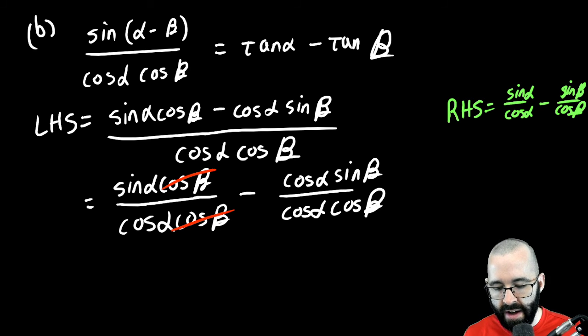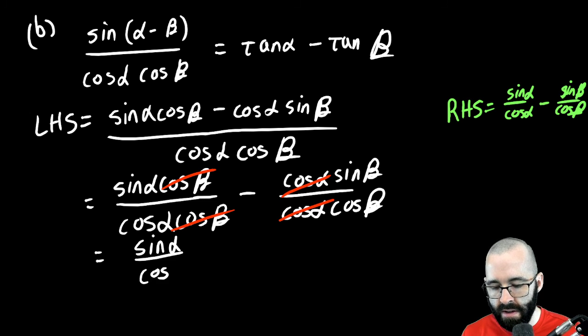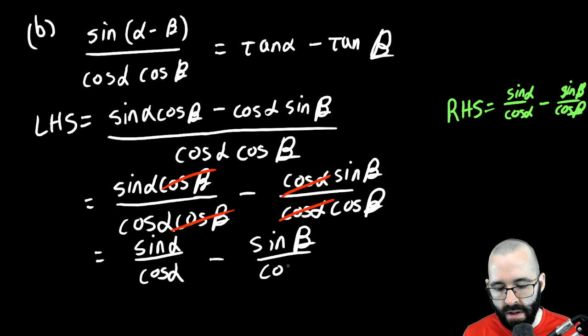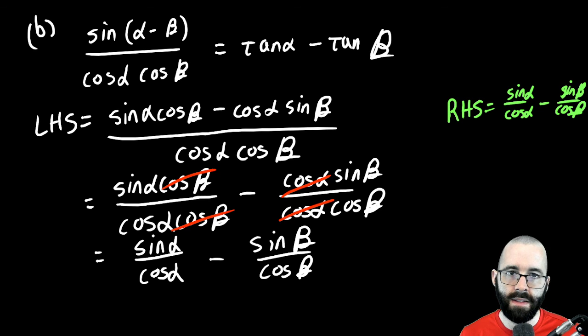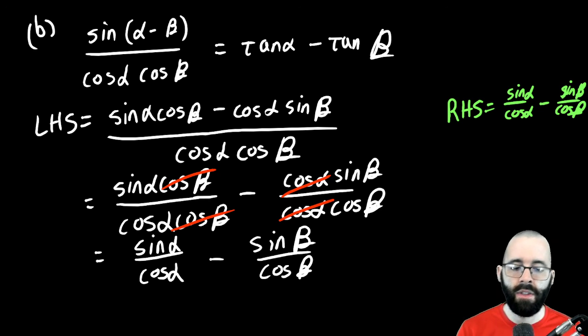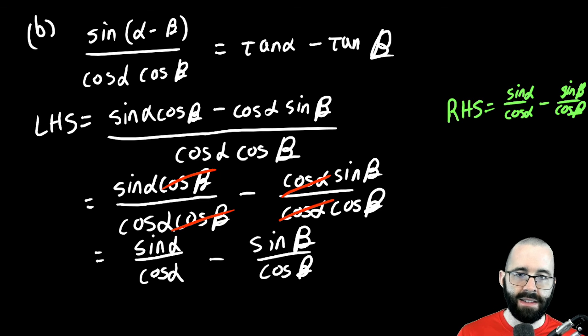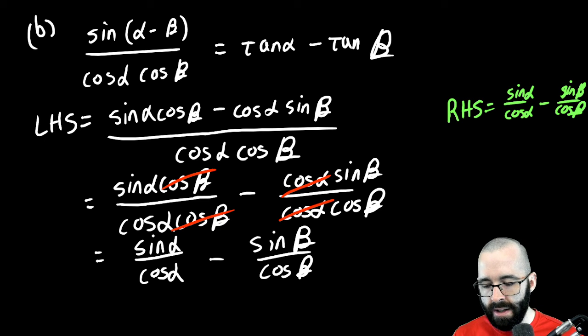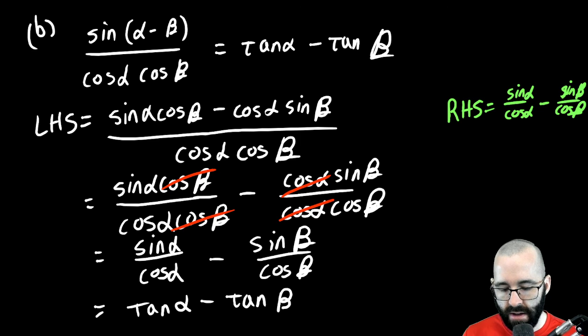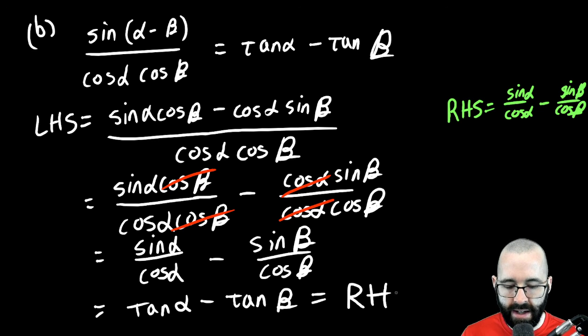Well, cosine of beta divided by the cosine of beta, cosine alpha divided by the cosine of alpha, what are we left with? Sine alpha over cosine alpha minus sine beta over cosine beta. Great. So if you wrote the green thing, then you could say that this equals the right-hand side. If you didn't write the green thing, you'd have to do one more step. Because again, you have to really show why this is the case. And then we could say, yep, that's the right-hand side.